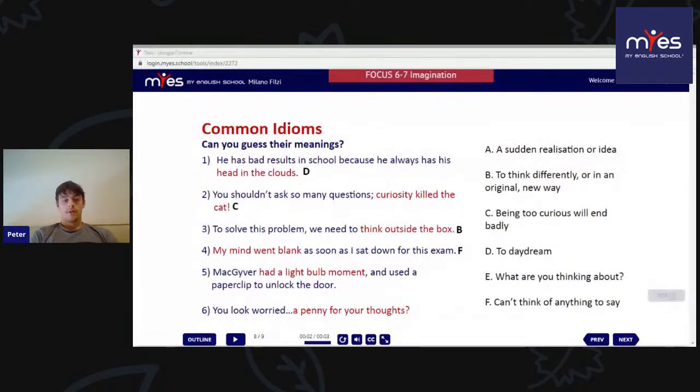Exactly, Angelo, good. MacGyver had a light bulb moment and used a paperclip to unlock the door. If you have a light bulb moment, it's suddenly, oh, like that. So it's a sudden realization or idea. And finally, a penny for your thoughts is an idiom to ask, what are you thinking about?